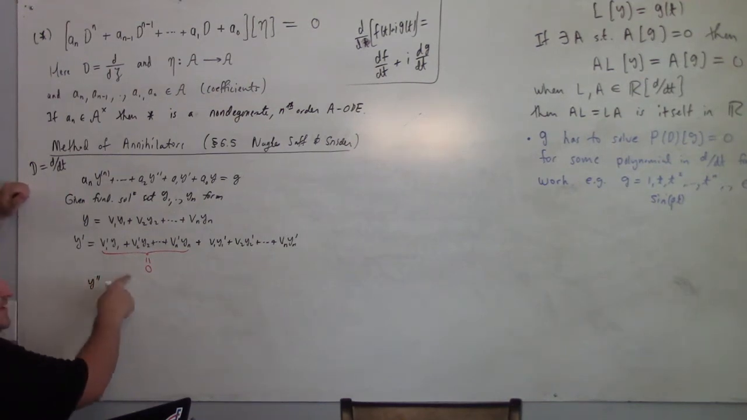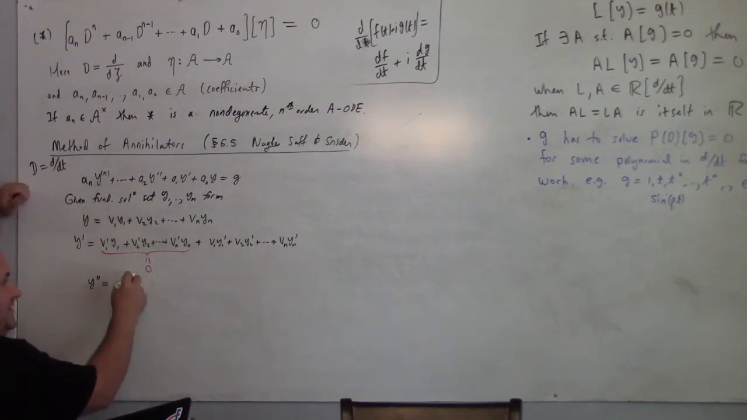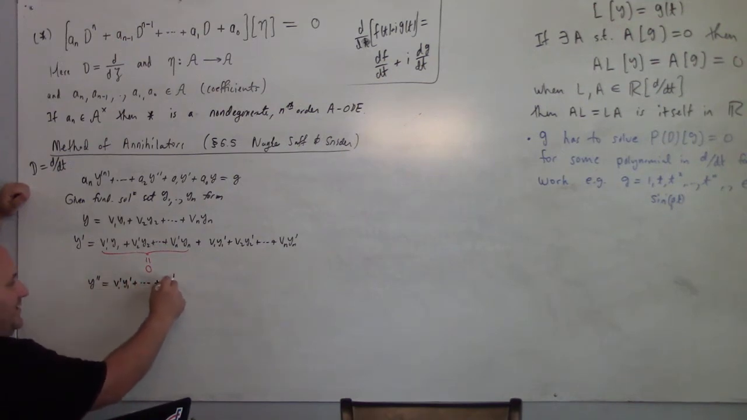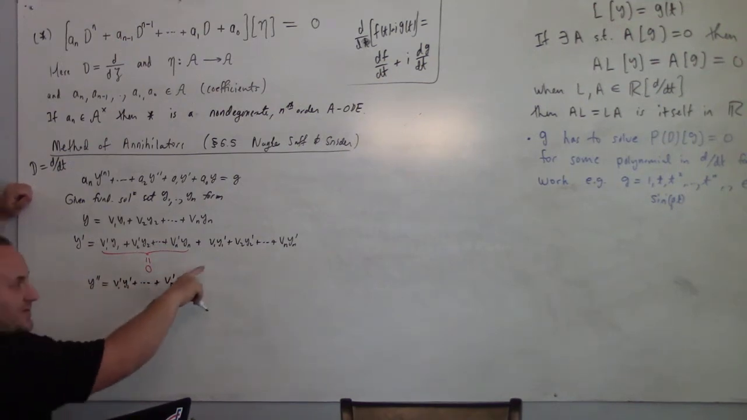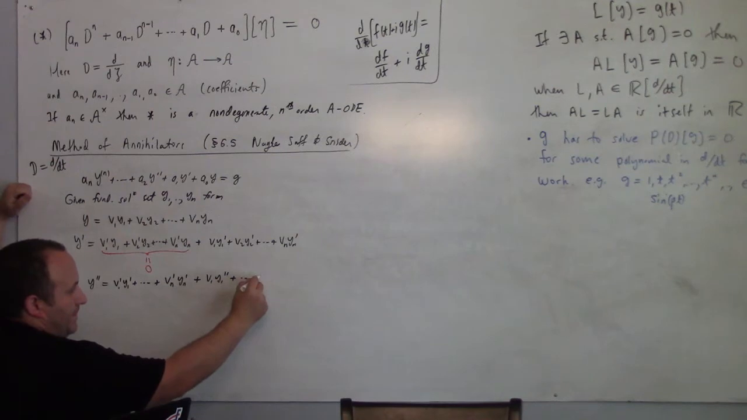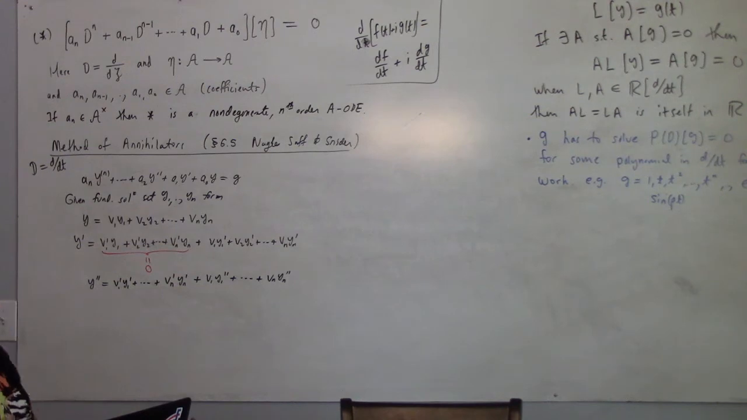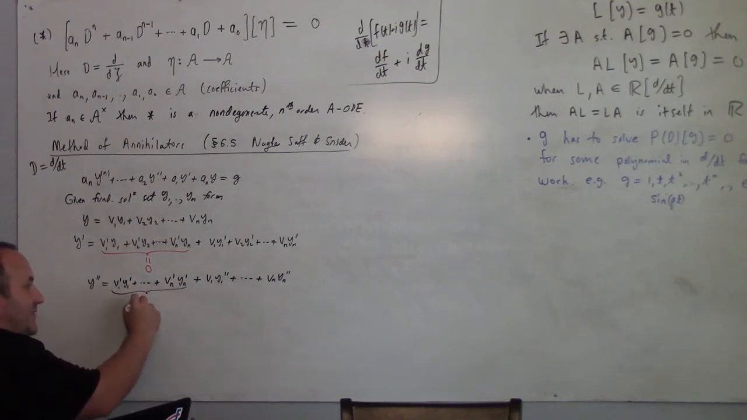y'' then, subject to that condition, is easy to calculate, because that piece is 0 and you just have these n products. You've got v1' y1' through vn' yn', those first parts of the product rules, and then plus v1 y1'' through vn yn''. And then you're like, no bangs. No bangs means this is 0.